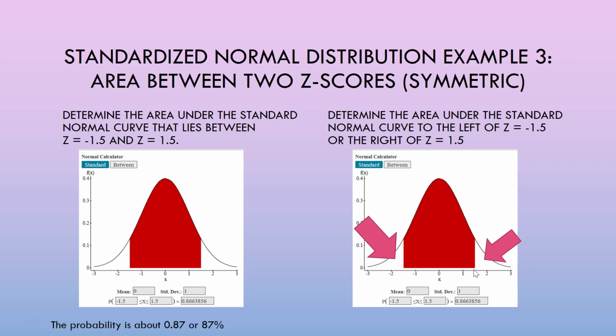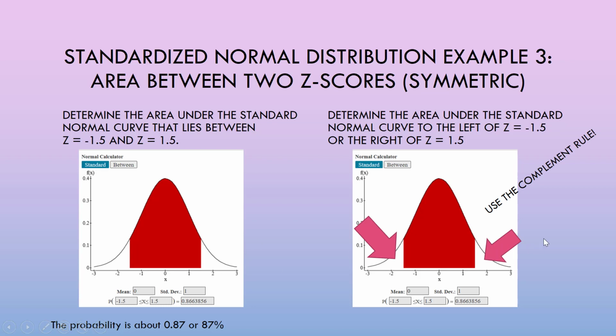Now, unfortunately, there isn't any way, at least that I know of, to make StatCrunch shade these two regions. So we have to be a little bit clever and do something else. Do you have any ideas? Well, what we can do is use the complement rule.